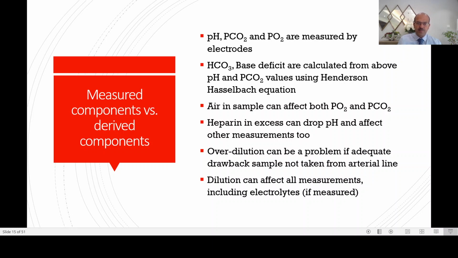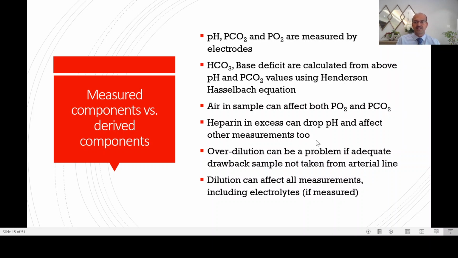Over-dilution can be a problem if an adequate drawback sample is not taken from the arterial line. This is very important when juniors are involved in the measurement, as they may not be aware of the importance of an adequate drawback. Obviously, once you take a few 0.5 to 1 ml, it starts looking like blood, but you may still have a little bit of dilution happening in the system. So take a good drawback sample. Of course, you are going to replace it back into the baby almost immediately, so it shouldn't affect the volume in the baby. So take 2 to 2.5 ml at least to avoid dilution problems.